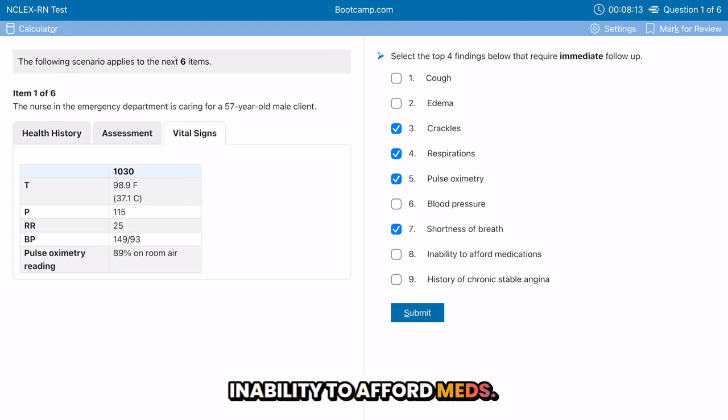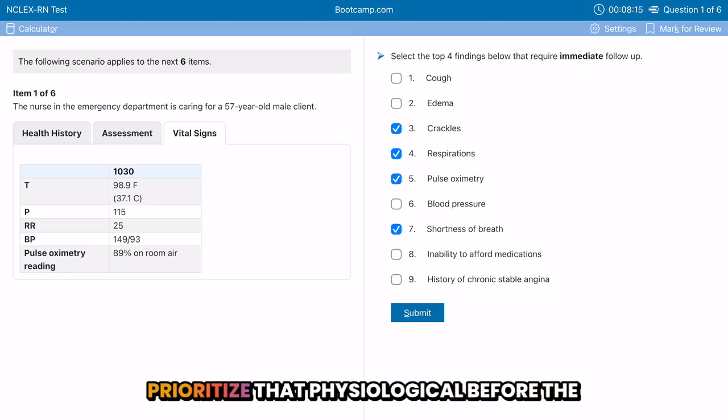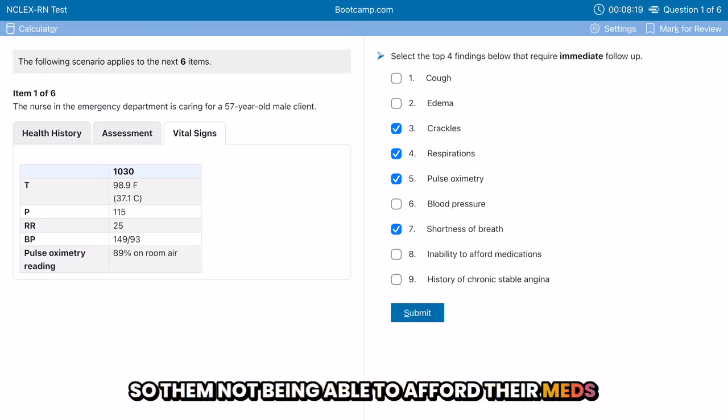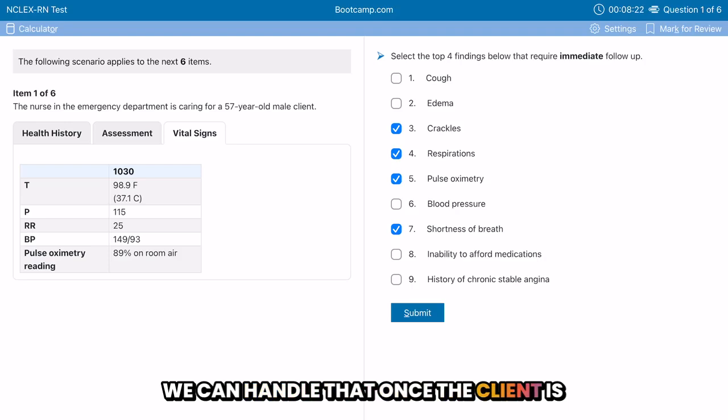Inability to afford meds. Always think Maslow's hierarchy of needs. Prioritize the physiological before the psychosocial. So them not being able to afford their meds, we can handle that once the client is stable. We're not going to select that. History of chronic stable angina. Nowhere did it say that the client has been complaining of chest pain. This is a history, meaning that they've had this issue going on and it's currently controlled at the moment. It's not bothering them. Therefore, we're not concerned about it.